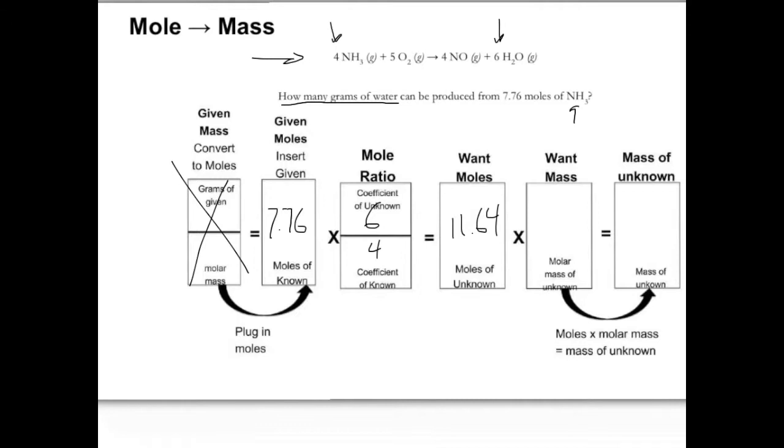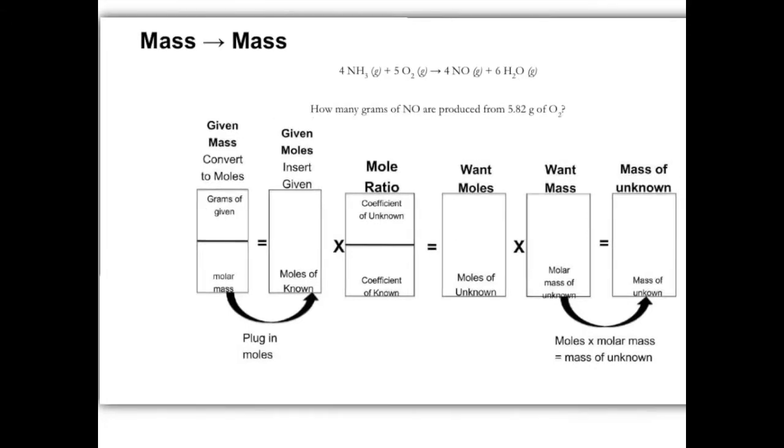If we were asked for moles, we could stop here. But we were asked for mass, so the last step is to multiply the number of moles times the molar mass of the unknown. The unknown is water. The molar mass of water is 18 grams. It's 1 hydrogen and 2 oxygens. You look up those masses on the periodic table, add them together, you get 18. And when we multiply 11.64 by 18, we get 210 grams of water would be formed.